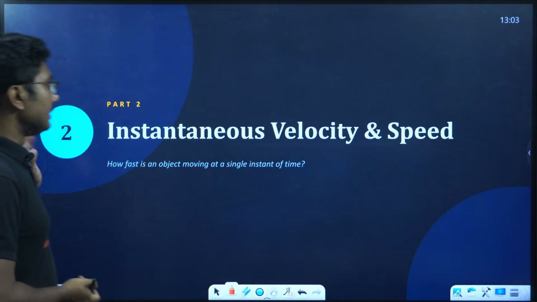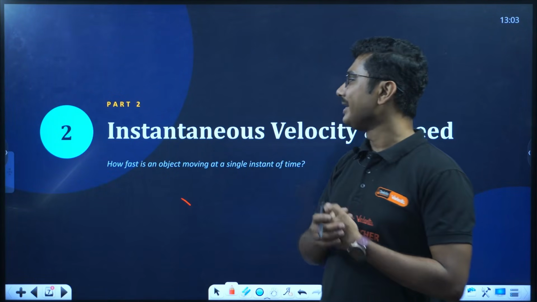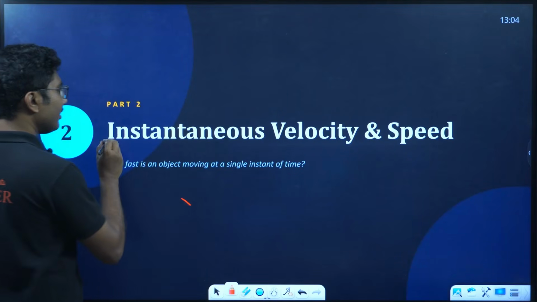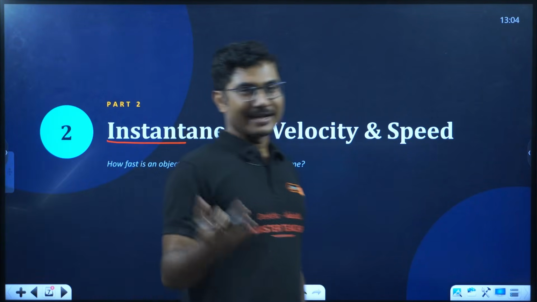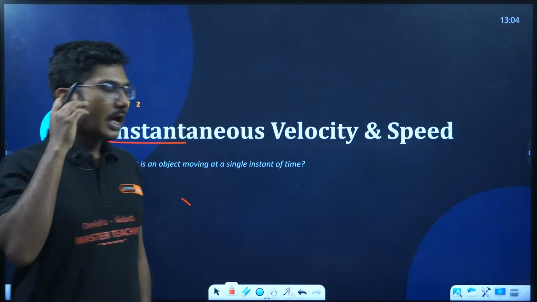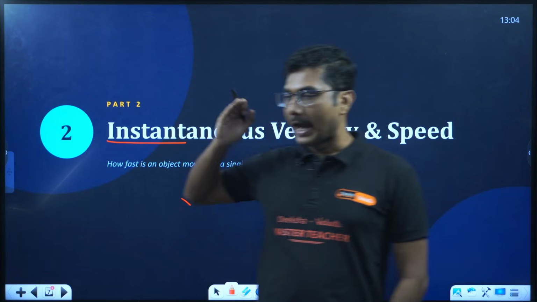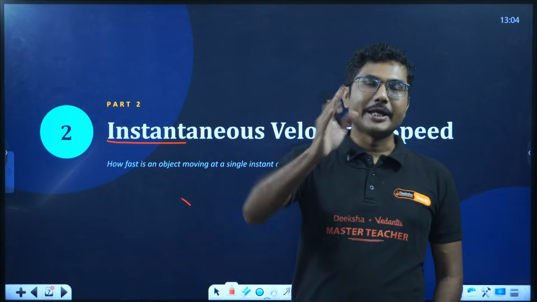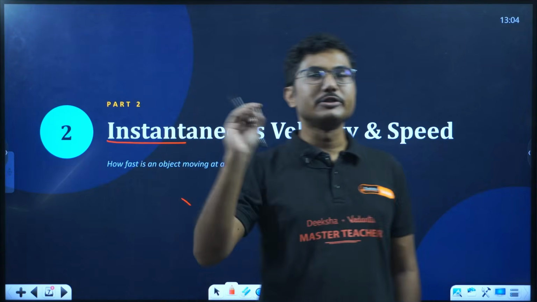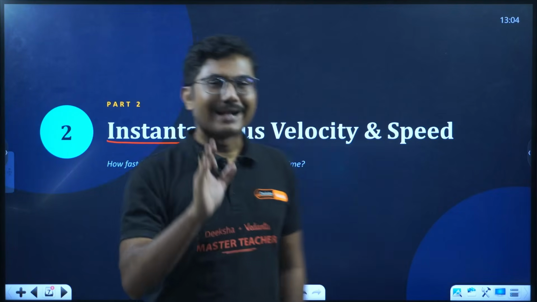Okay, next, instantaneous velocity and speed. Now let us understand what is the meaning of instantaneous. As the name suggests, instant noodle. Instant means exactly at some time. A small amount of time is basically called an instant, and exactly at a certain time is also called an instant. For example, at this current instant, 1 p.m. So 1 p.m. is the instant, the exact time. 1 p.m. means not 1.01 or 12.59. It is exactly 1 p.m. So that is an instant.